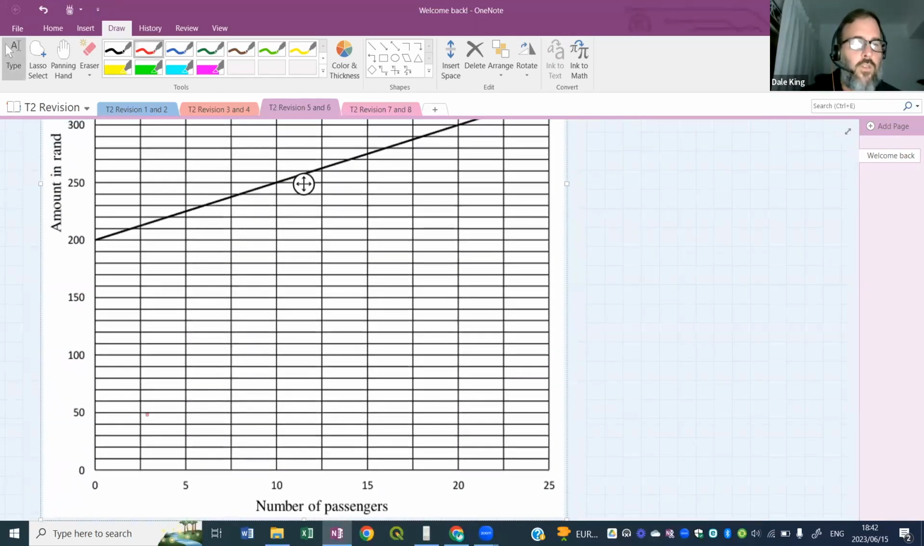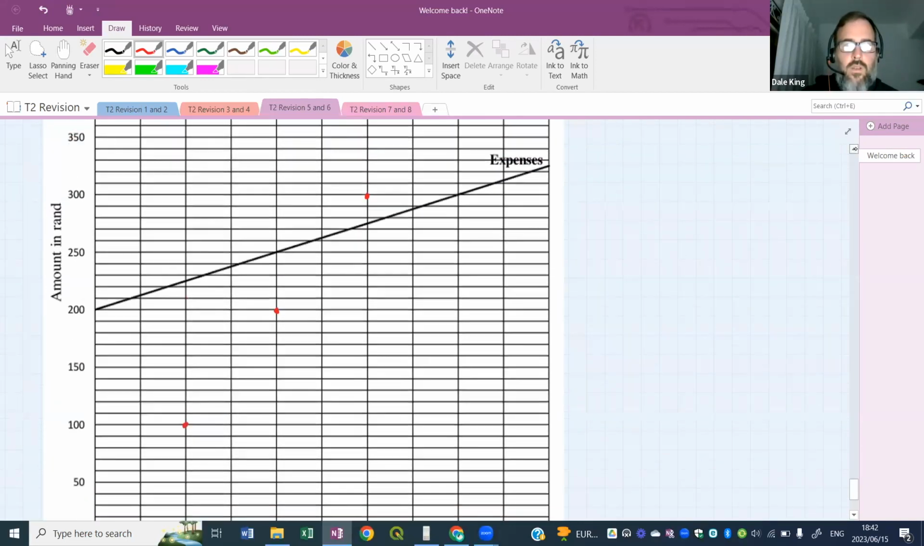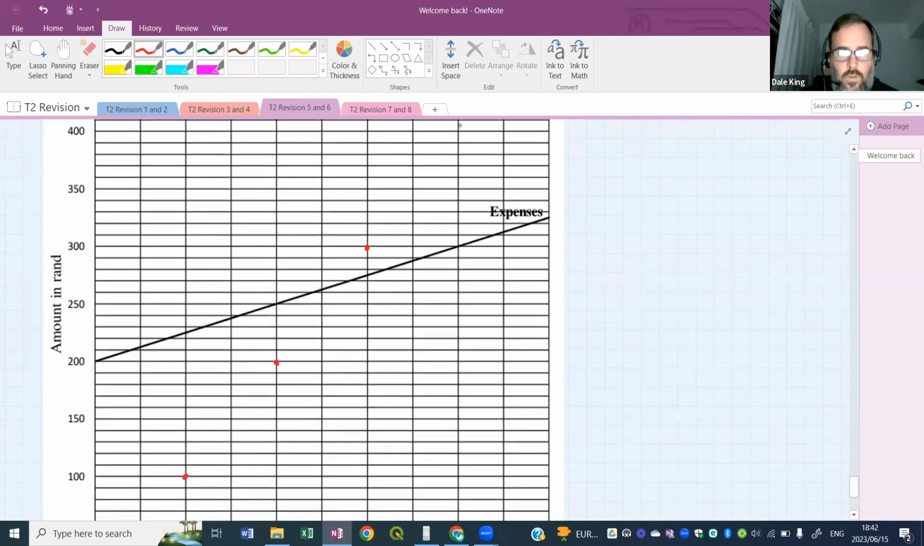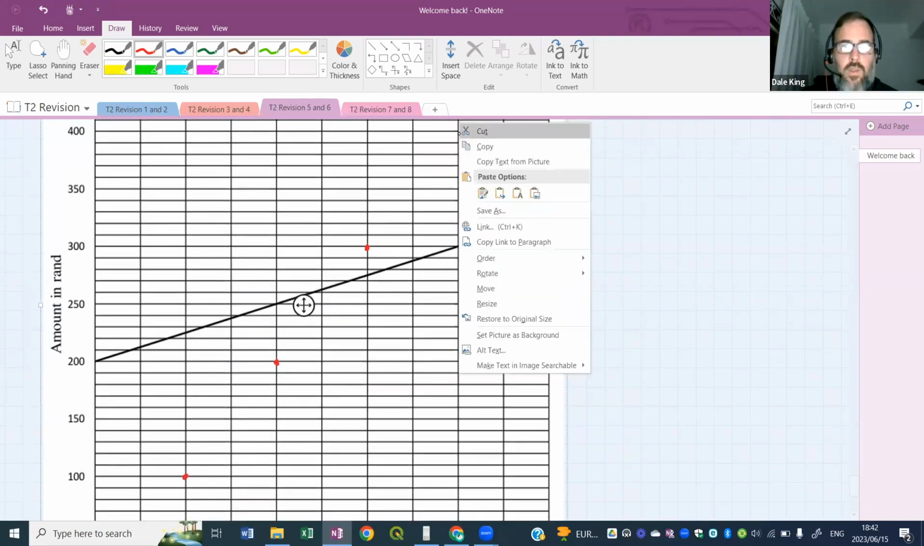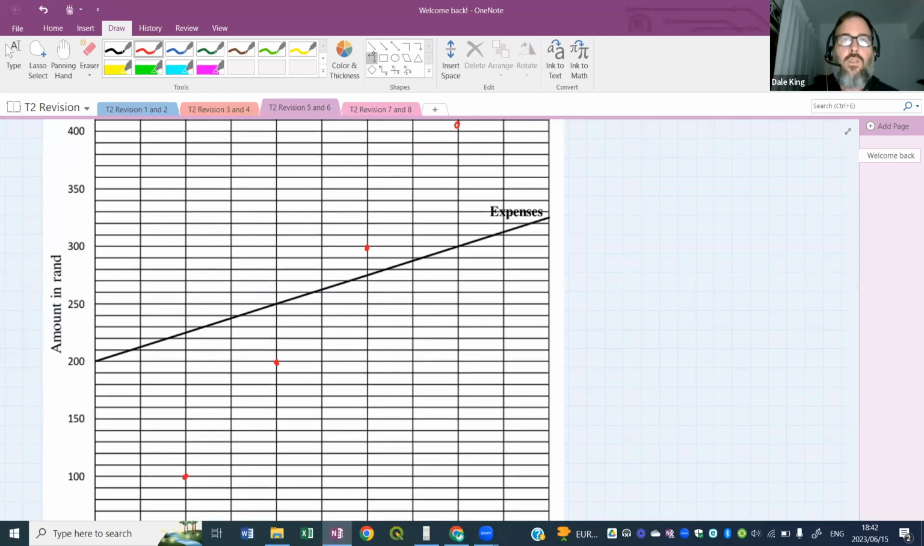Okay, so the first point I want to plot is down here in the corner. When you've got 0 passengers, you're getting 0 rands. When you've got 5 passengers, like we said, you're getting 100 rand. If you've got 10 passengers, we said 200 rand. If you've got 15 passengers, we said, if I'm correct, 300 rand. If you've got 20 passengers, we said 400 rand. So that's up at the top here. Okay, that's what we've done for now.